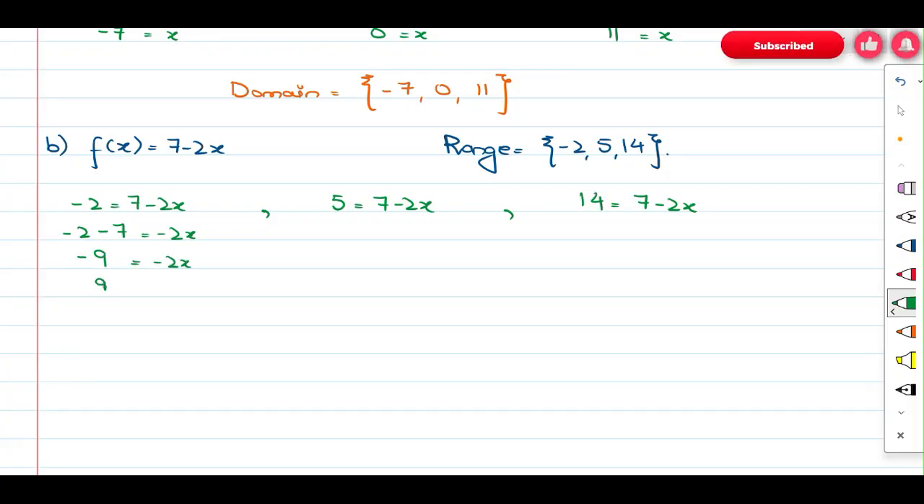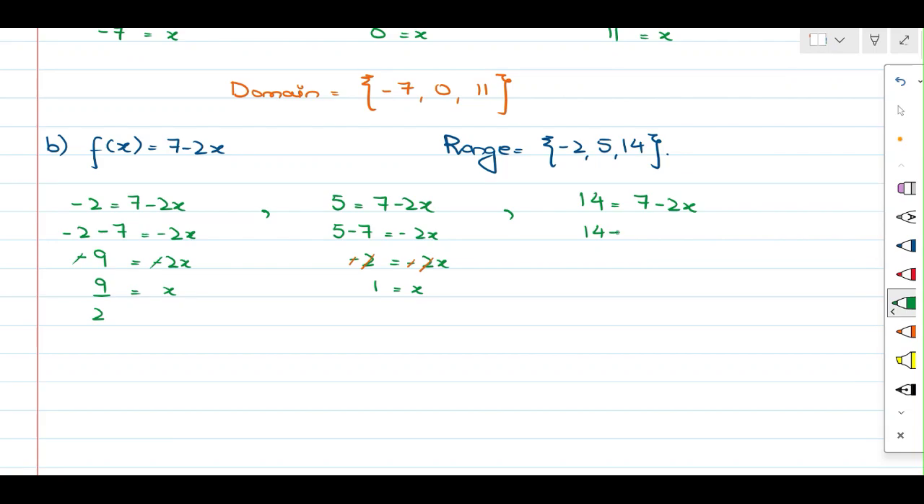is -2x, and 9 divided by 2 is your x, the first domain. We have 5, and shift the 7 to the other side is -2x. This is -2 equals -2x. Now you can cancel negative with negative, 2 with 2, and you will get 1 as your x. 14, and shift the 7 to the other side is -2x. 14 minus 7 is 7 equals -2x, and 7 divided by -2 is your x. These are your domains. Okay.